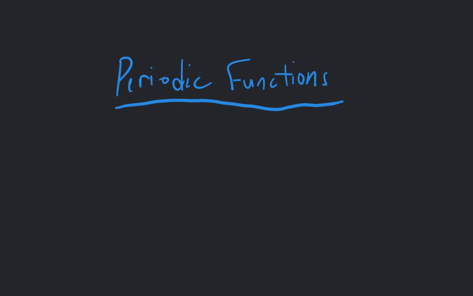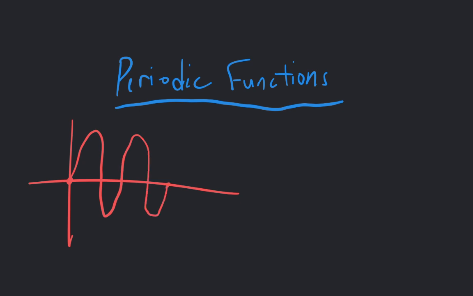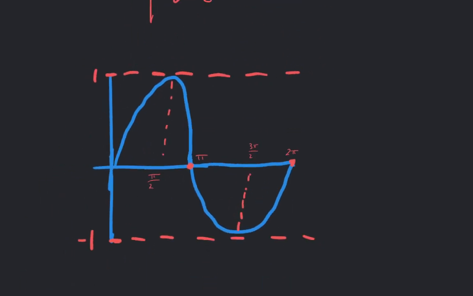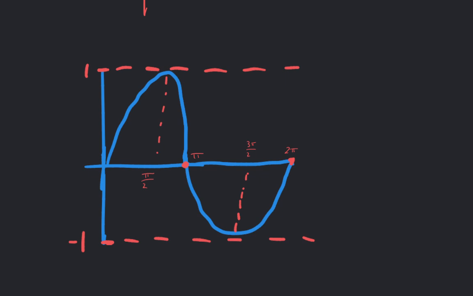Periodic functions now are a little different. They follow a pattern. They are going to start at some value, go through some period of oscillation, and return to their initial value. These show up all over the place. One example is the sine wave, sine of x.